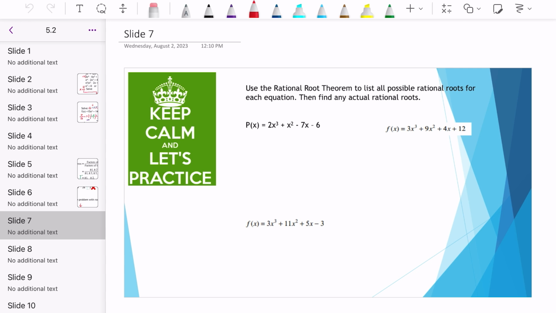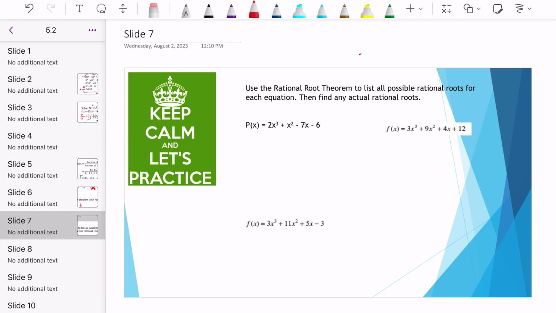Notice in slide 7, we have 3 questions that we can go ahead and work on. What I would suggest, pause it, try to work on these on slide 7 on your own, and try to come up with your answers individually. We're going to go over these together now, and you can double check your answers.